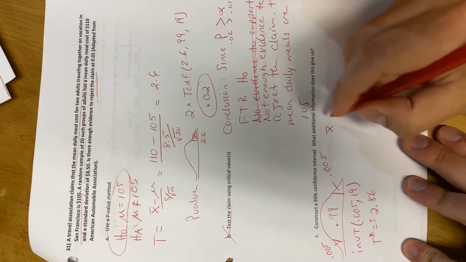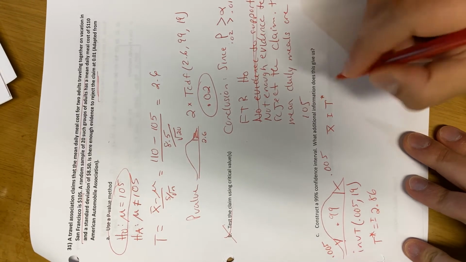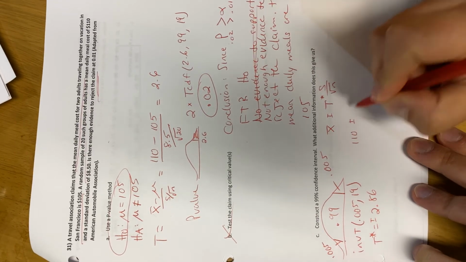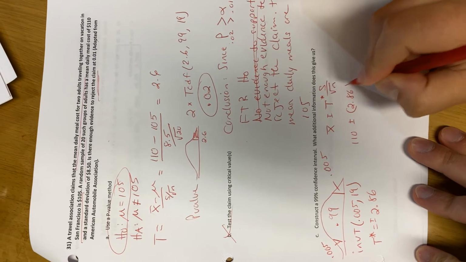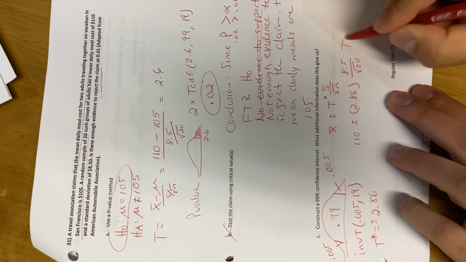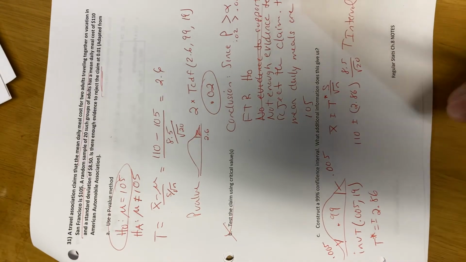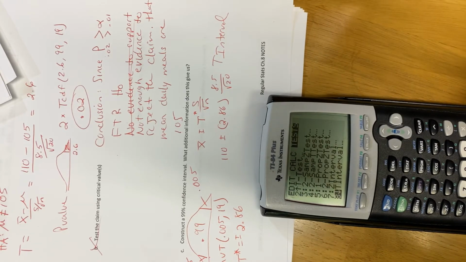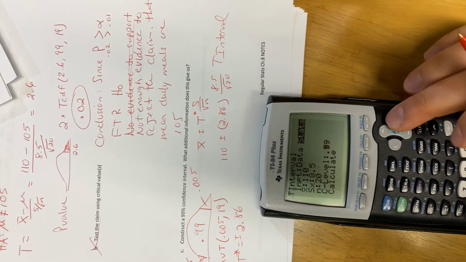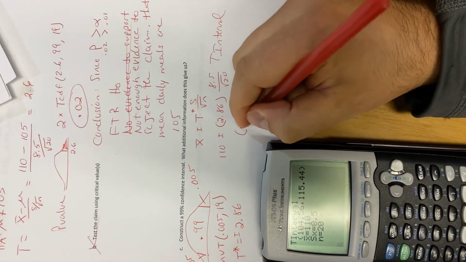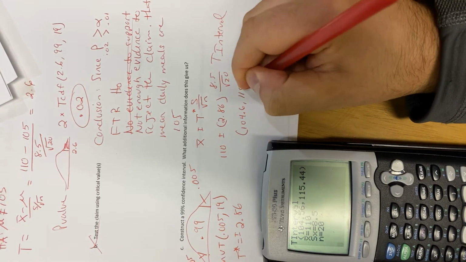So the confidence interval formula is this from last chapter. The x bar we know to be 110. I'm going to use that critical value. The s is still 8.5, and that's still radical 20. And then I'm going to do T interval. Same data's in there. And then, yeah, 99. 104.6, 115.4.